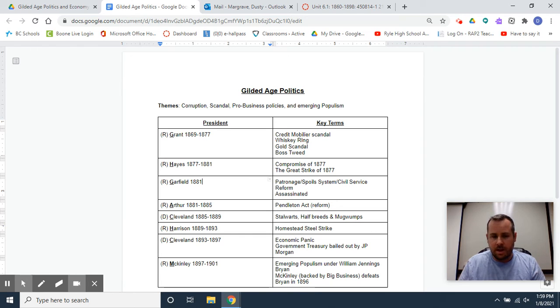His successor is Chester Arthur, and he follows through on Garfield's plan to reform, and he signs the Pendleton Act. The Pendleton Act is the law that accomplishes civil service reform and says government jobs, at least in some degree, need to be based on merit. But Arthur is not popular either, and in 1884, the Republicans go a different direction, and in 1884, Democrat Grover Cleveland becomes the first Democrat to win the White House since the Civil War.